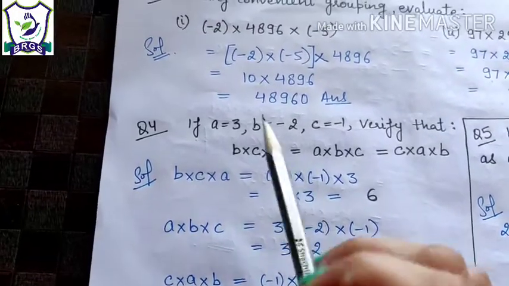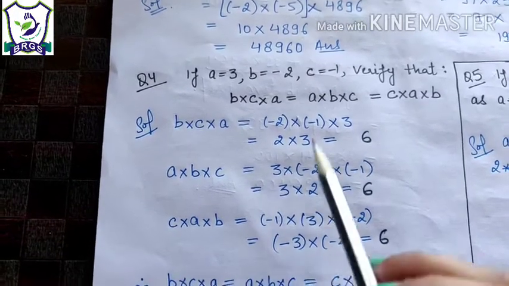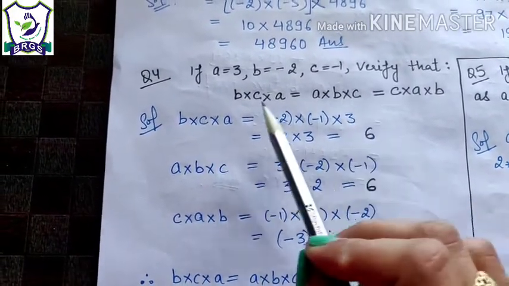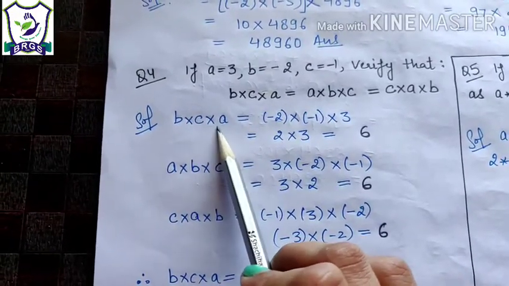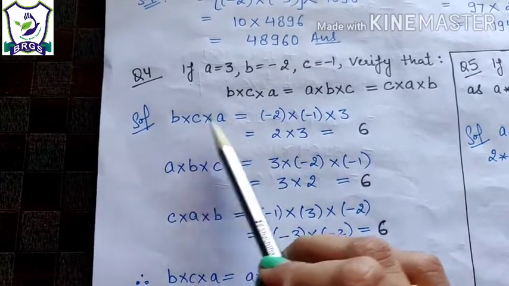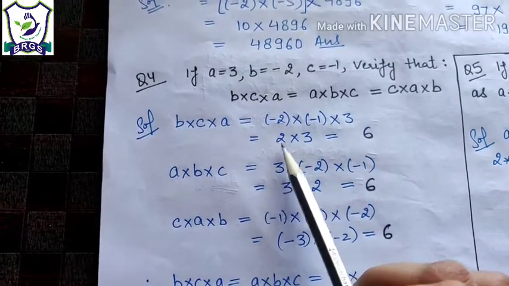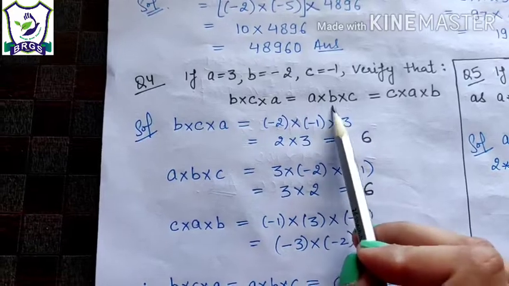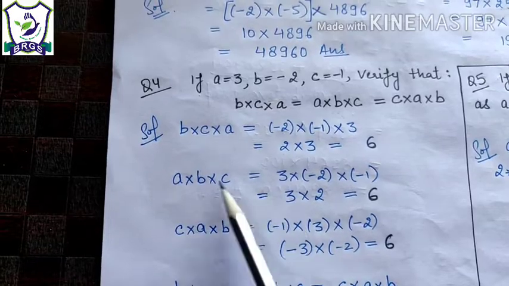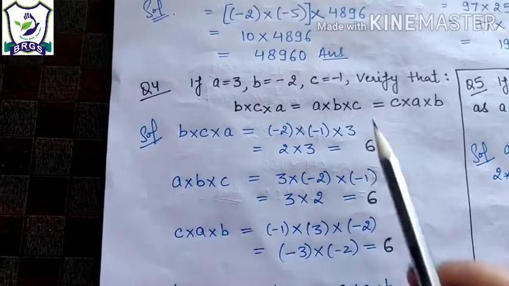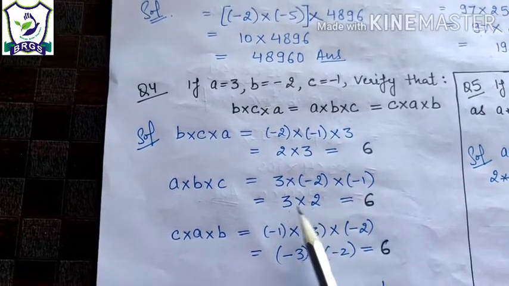Here 3 integers are given. A is given 3, B is given minus 2 and C is given minus 1. You have to verify this expression. So we will find the values of all these 3 expressions. First we will find B into C into A. So the value of B is minus 2, C is minus 1, A is 3. Now minus 2 into minus 1 is 2, 2 into 3 is 6. Now the second expression is this, A into B into C. The value of A is 3, B is minus 2, C is minus 1. 3 multiplied by minus 2 into minus 1 is 2, 3 2s are 6.